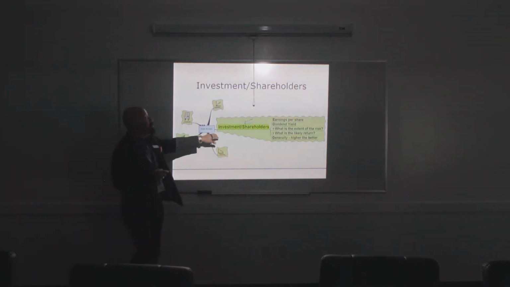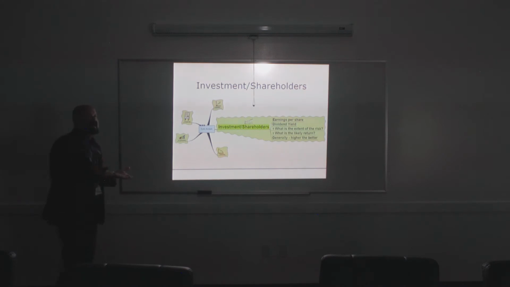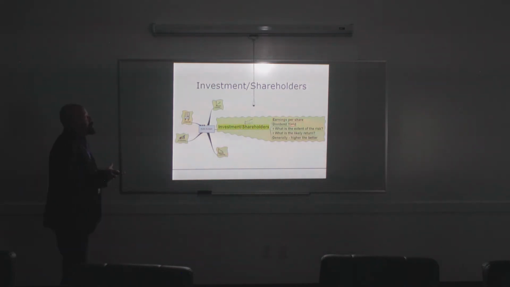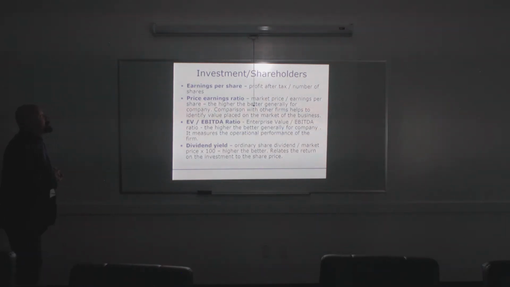Investment of shareholders: we can look at earnings per share, dividend yield, what is the extent of the risk, what is the likely return, and of course, with investment, higher is better. If you get more earnings per share, that means you're going to get bigger dividends. Earnings per share is profit after tax divided by the number of shares. That's a big one, because if I'm going to invest in a company, I am definitely going to look at the earnings per share, because that is going to determine how much of a dividend I get, and that's why I'm investing in them. I want the stock to go up, and I want to be able to get a dividend.